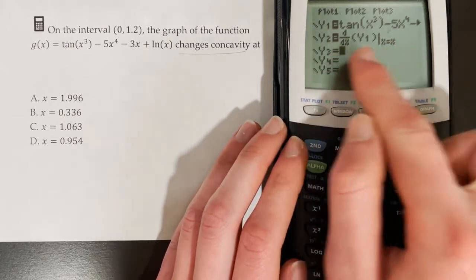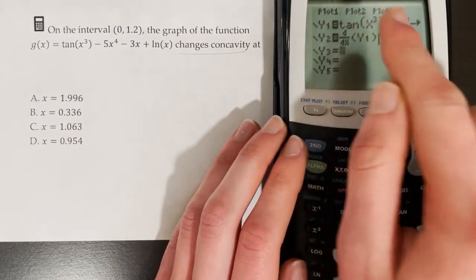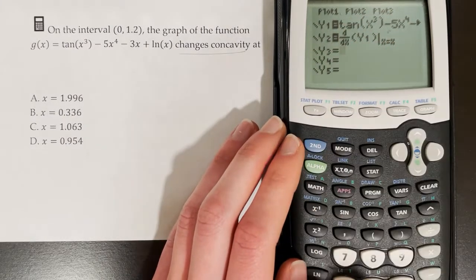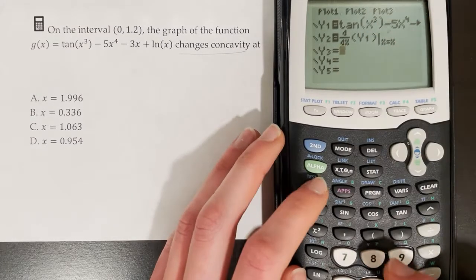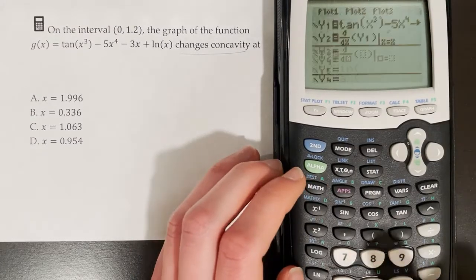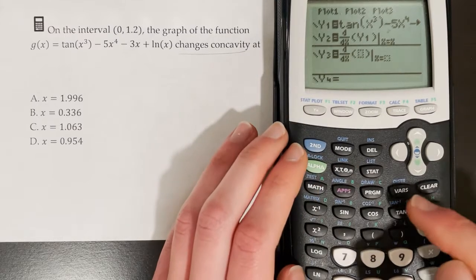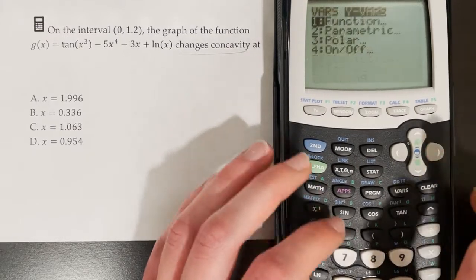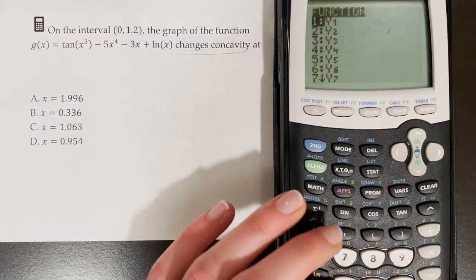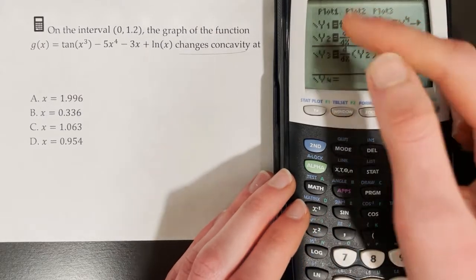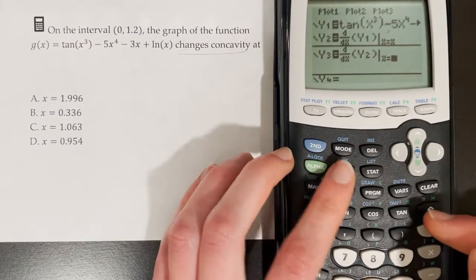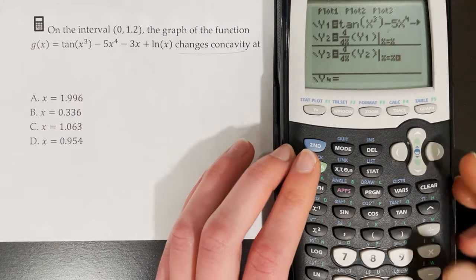But then for this third one, because I'm not looking for the first derivative, I need information about the second derivative. So I'm going to take the derivative of y2, the derivative of the derivative. So again, hit math, 8, d dx, and then vars, y vars, function, but then scroll down to y2 because that's the function that you want. So it's taking d dx of y2 for all x.